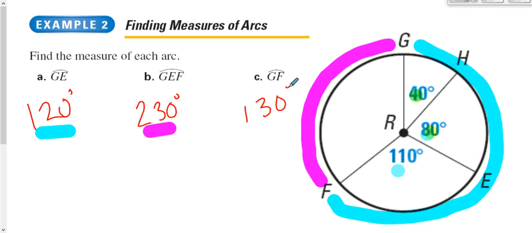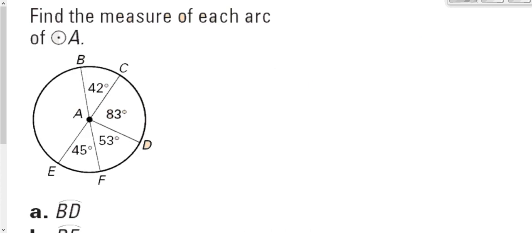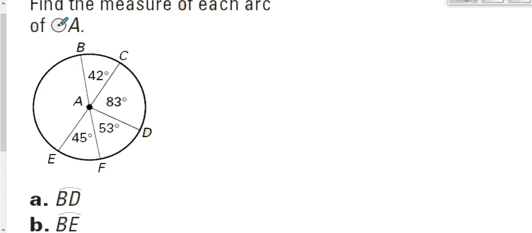Also remember, minor arc, it's under 180 degrees, so we use 2 letters. So there's also kind of a hint there to help you out. So take a look here, find the measures of each arc of circle A.